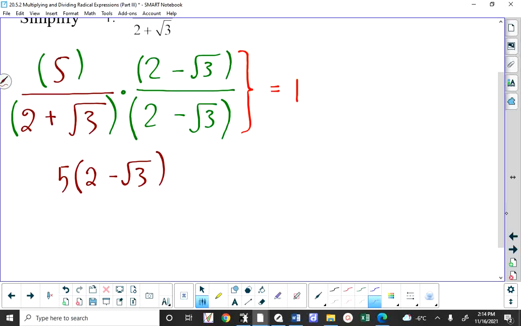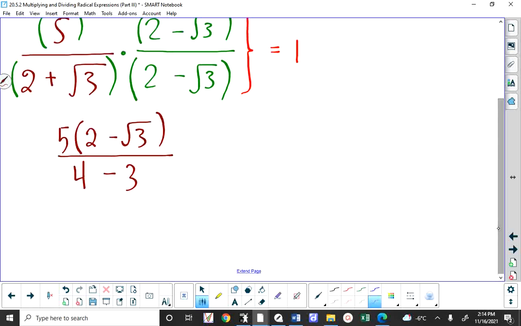On the bottom, what do I get? I get 4 minus 3. This 4 is the 2 times the 2. And then we have minus root 3 times root 3, which is 3. So this is a little slippery to wrap your head around, because when you look at the two 2's, they become a 4, but when you look at the two 3's, they become a single 3, because the 3's are actually root 3's. You with me?